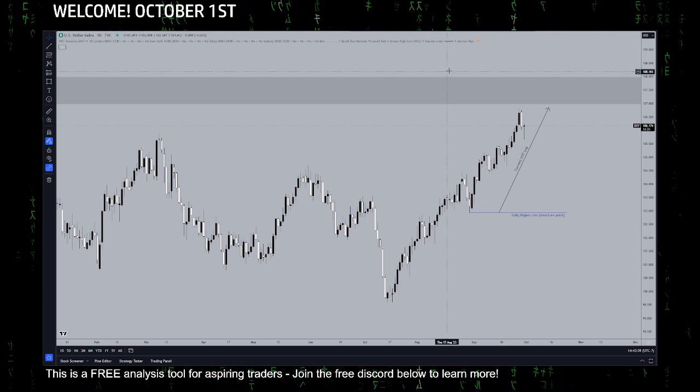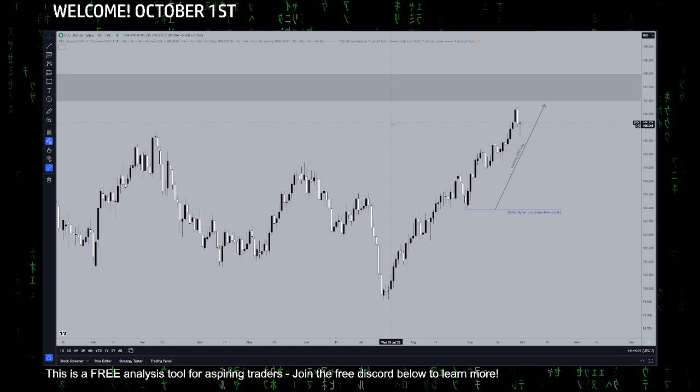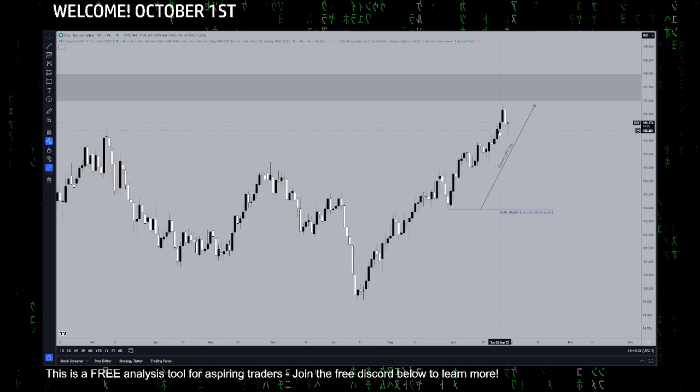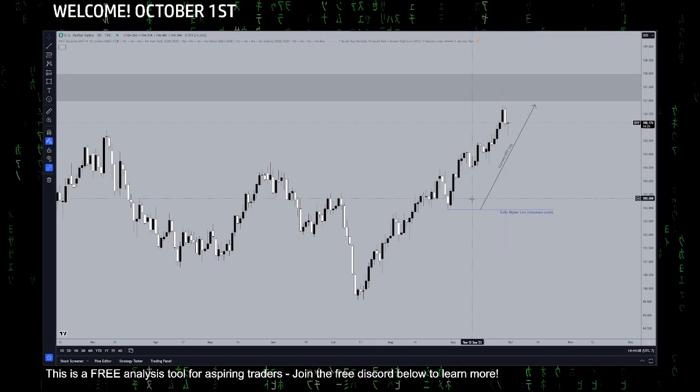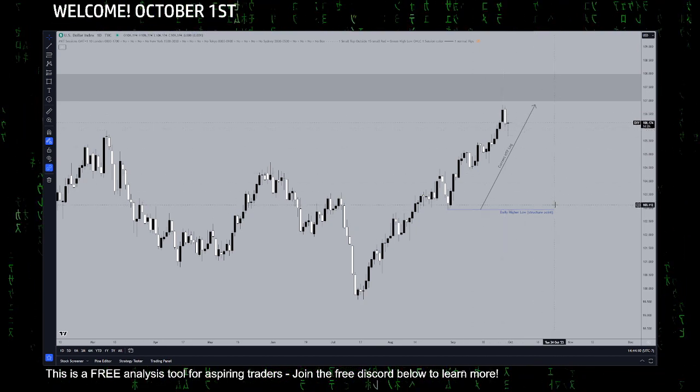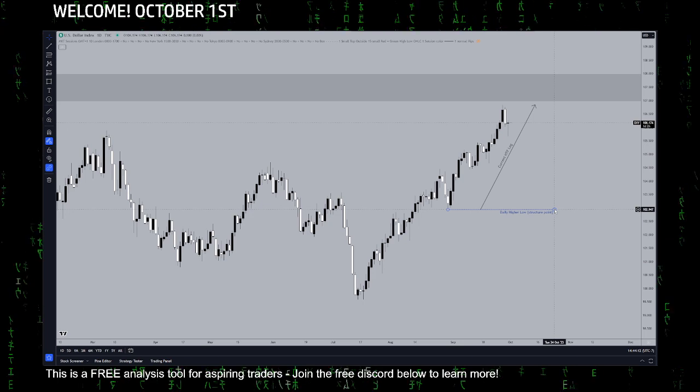Otherwise, let's just get right into it. So looking at the US dollar, pretty strong week last week, finished a little bit bearish there. But overall, we are in a bearish trend. I have my daily structure set here.